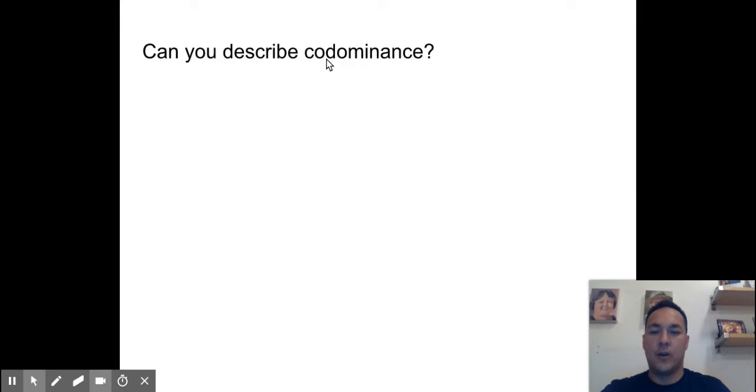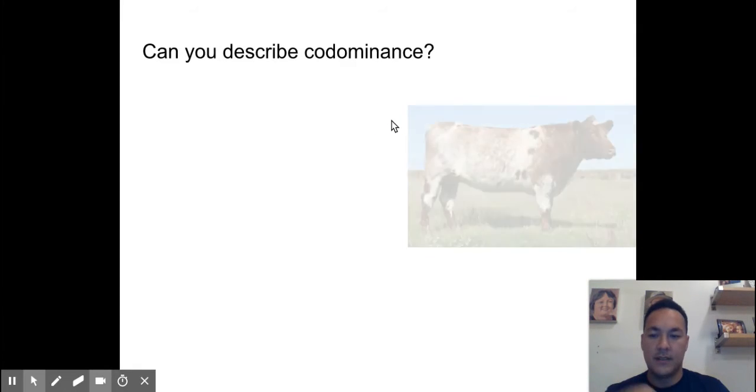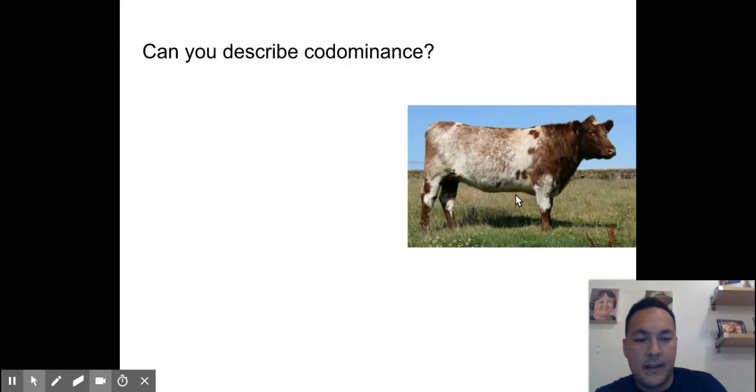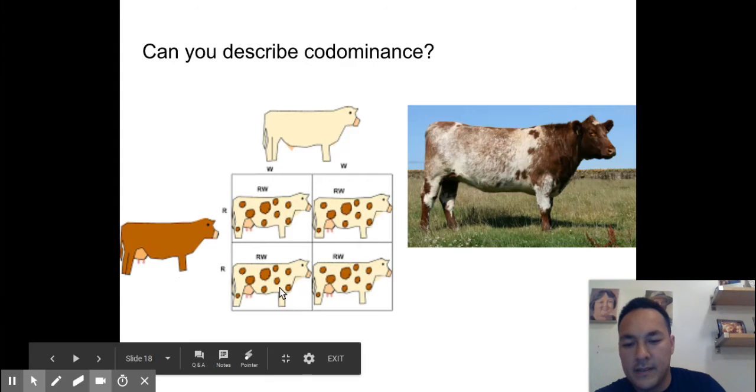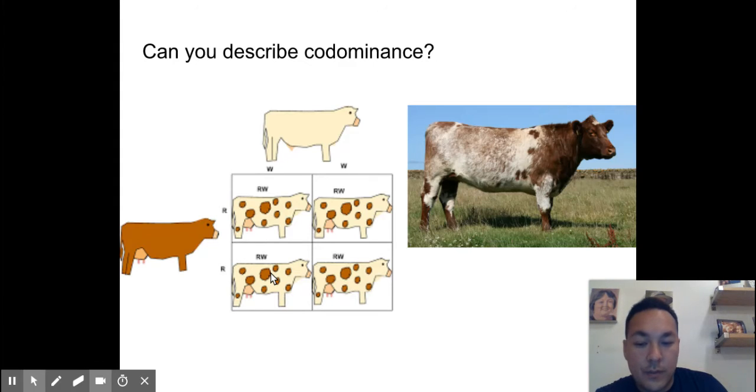Can you describe codominance? Right, so I said in class, everybody should be heard. Here's an example of this: Roan cattle. So it's going to express both the white and red coat colors. And here's the Punnett square for it. So crossing a red and a white and making Roans. Can you cross two Roans and see what you get? Why don't you try it out?